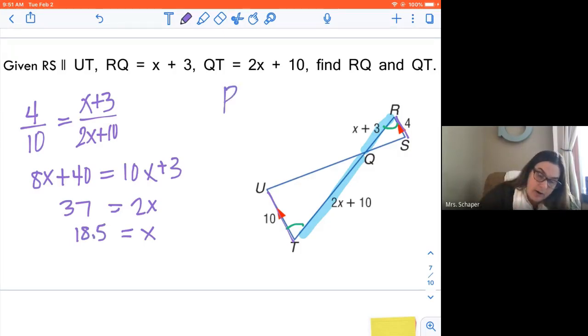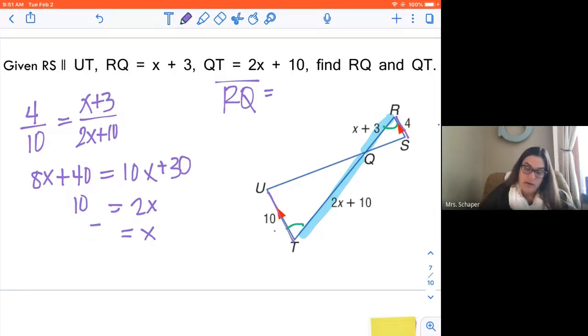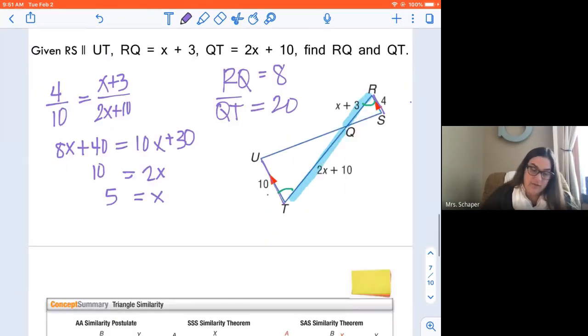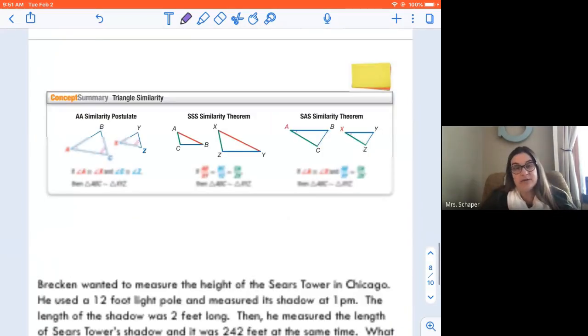So RQ, let's see if I set that up right. 4 is to 10. So x plus 3 is 10x plus 30. There's my mistake. Sometimes you just have to double check. This should be 10, which means x equals 5. All right, so RQ is 8, and the measurement of QT is 20. All right, so this is just kind of a review of the 3 ways that we talked about proving triangles similar.